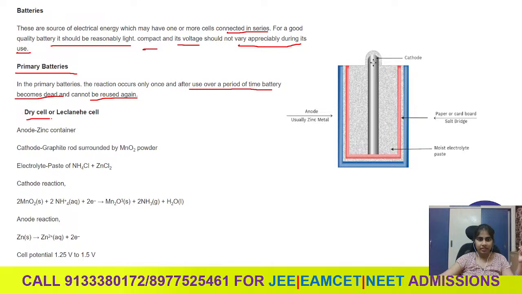For example, if we take a dry cell or Leclanche cell, what happens here? The anode is the zinc container. You can observe it in this picture. This is the type of battery which you use in your home. The anode here is the zinc container, the outer wall of this cell, and the cathode we use here is the graphite rod surrounded by MnO2 powder. This is the cathode, this is graphite.